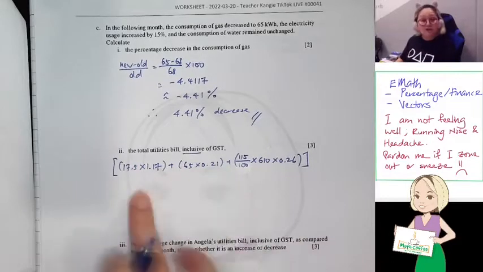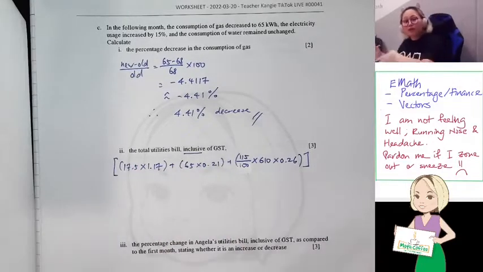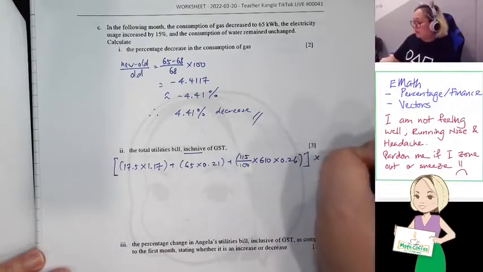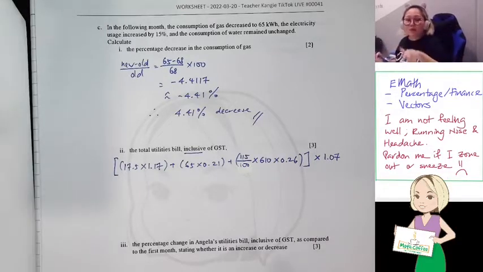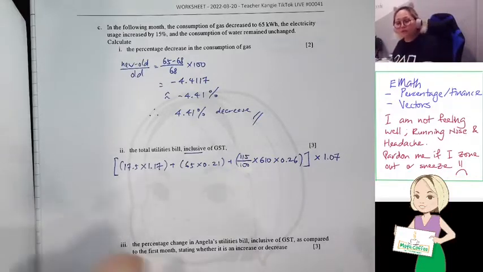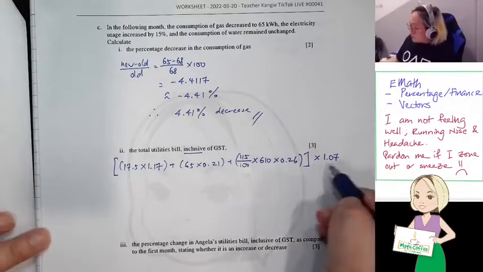This is my 100%. I want to include the GST. I just simply multiply by 1.07. Because if I times 1, it means it's 100%. If it is with a GST, which is 100 plus 7%, that is 107%. So 1.07, sorry, 1.07. So it is just that.